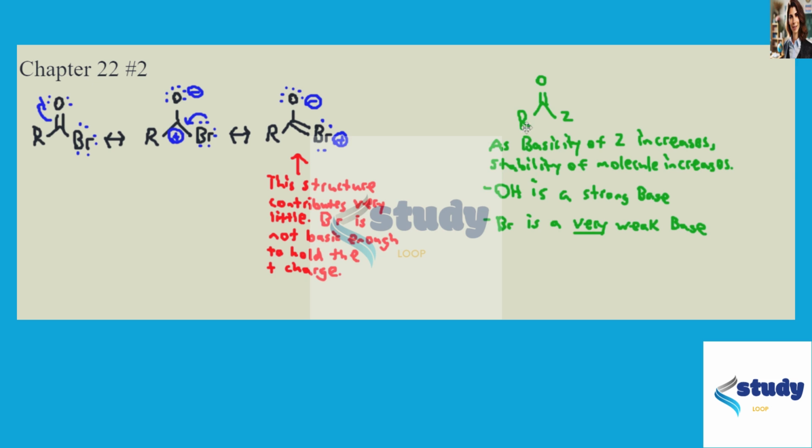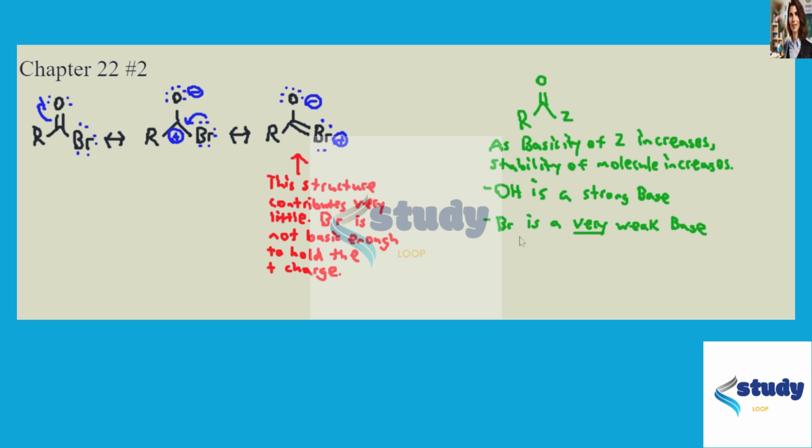Given the molecular template that I've drawn here, with Z standing in for the carboxylic acid derivative, Z could be OH and it would be a carboxylic acid. It could be Cl and it would be an acid chloride. It could be NH2 and it would be an amide, etc. In this case, we're comparing when Z is OH for a carboxylic acid versus when Z is Br for an acid bromide.